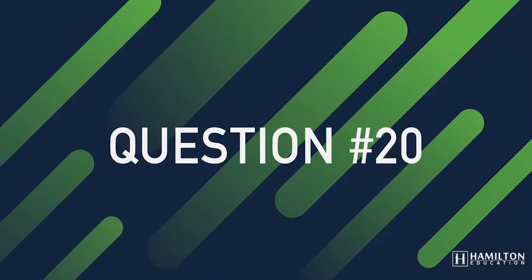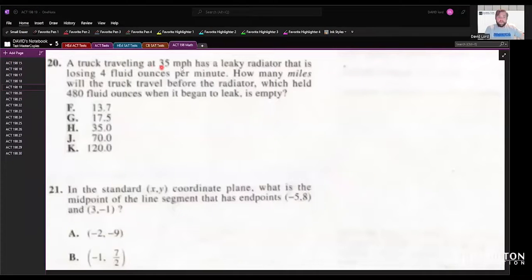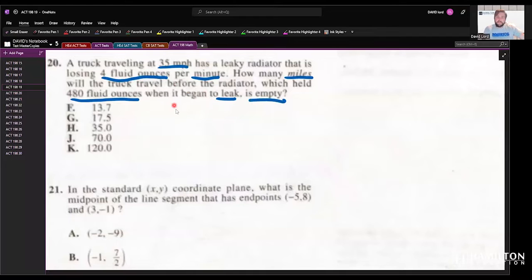Question number 20. A truck traveling at 35 miles per hour has a leaky radiator that is losing 4 fluid ounces per minute. How many miles will the truck travel before the radiator, which held 480 fluid ounces when it began to leak, is empty? All right, so that means we're going to have to make some linear models. So we know we started with 480 ounces, but we're losing 4 fluid ounces per minute. And we want to know when it goes to empty, which means none left, or 0.